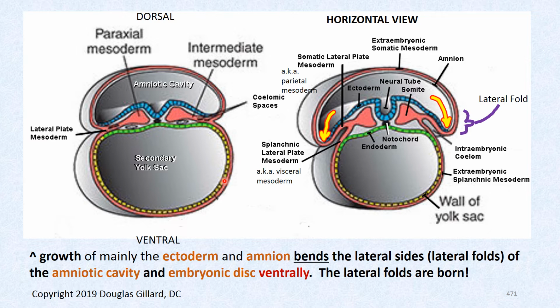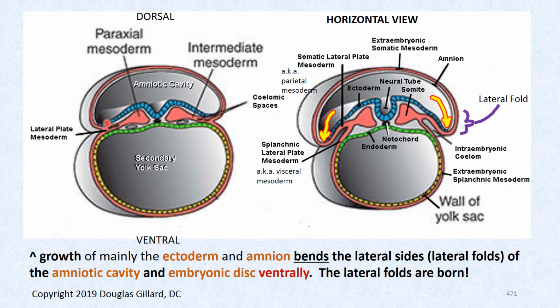Okay, so here's our little embryonic disc, it would be right here. This is the whole thing though: secondary yolk sac, amniotic cavity. Kind of a horizontal view. We've got a little bit of obliquity in here. It's a tiny bit toward the sagittal, but mostly a horizontal view. And I went over all this. I'm not going to go over this again, but the key of this is this blue stuff.